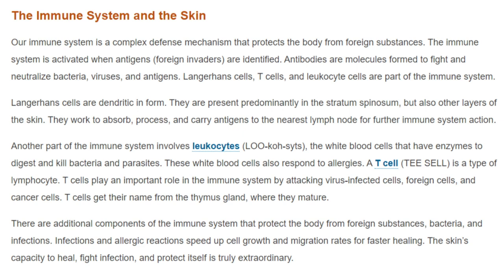There are additional components of the immune system that protect the body from foreign substances, bacteria, and infections. Infections and allergic reactions speed up cell growth and migration rates for faster healing. The skin's capacity to heal, fight infection, and protect itself is truly extraordinary.